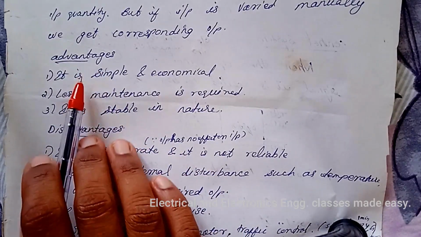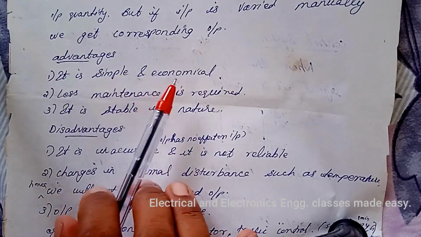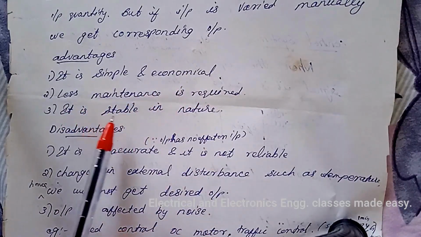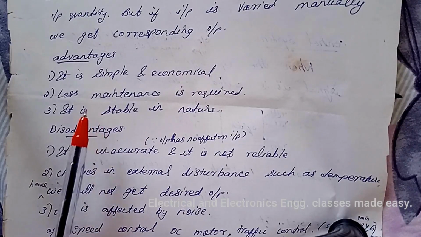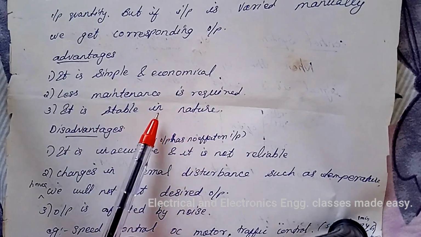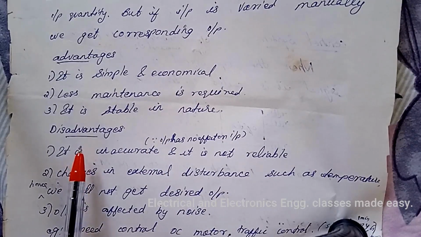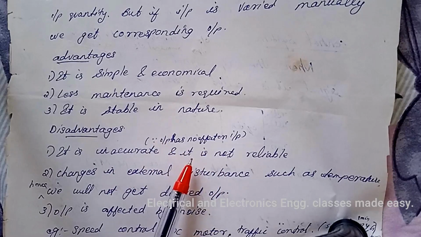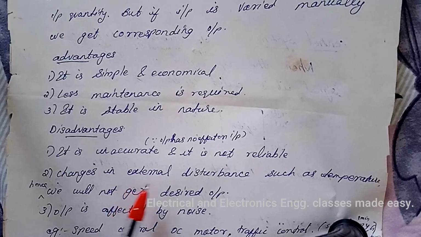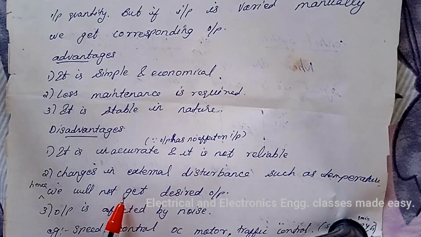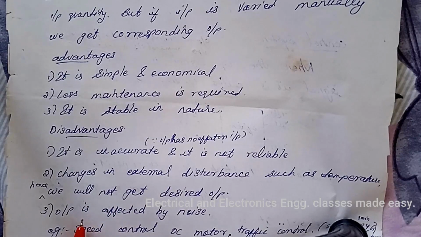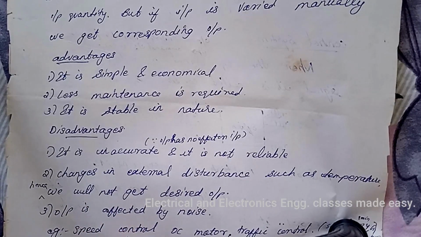The advantages of open loop system are it is simple and economical, less maintenance is required, and generally open loop systems are stable. The main disadvantages are it is inaccurate and it is not reliable. With changes in external disturbance such as temperature, we will not get the desired output. Output is affected by noise.